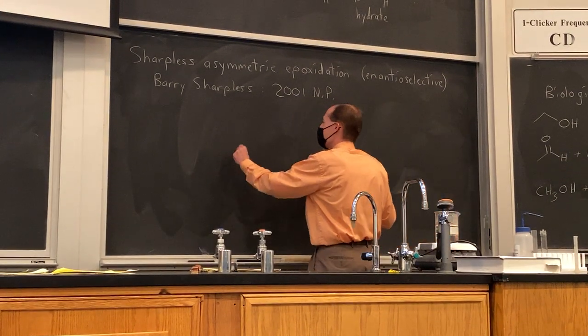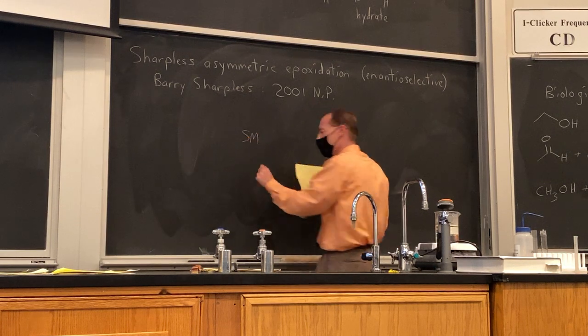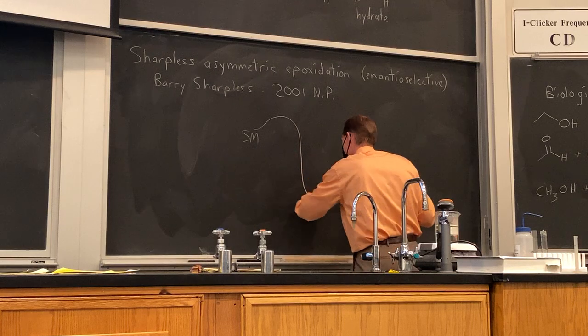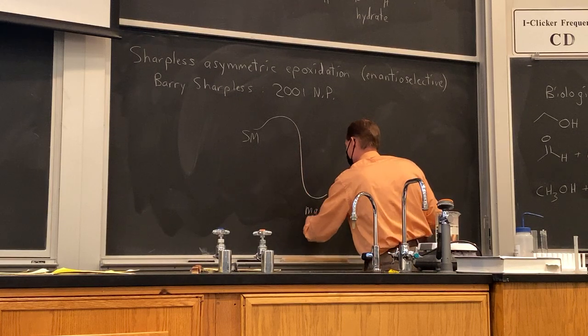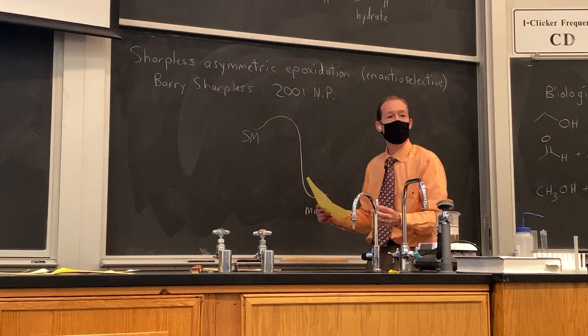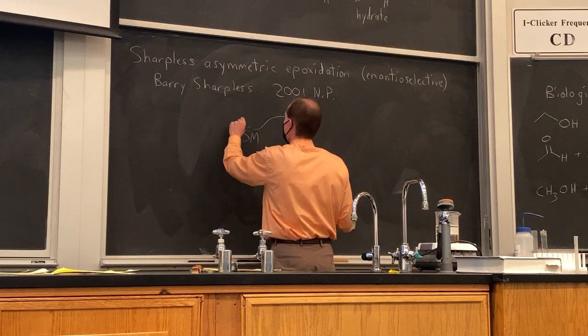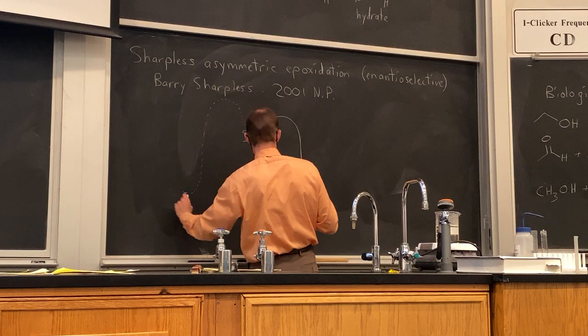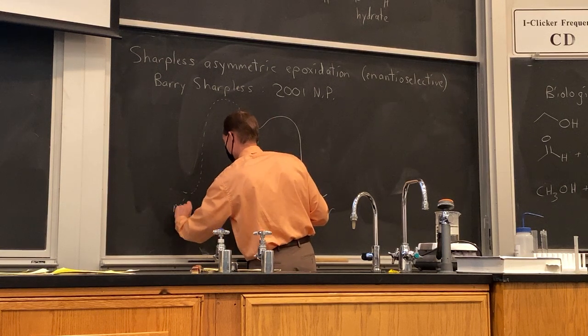So I'm going to draw an energy diagram for you. We'll have a starting material, and we'll have a pathway that leads to our major enantiomer. And then we're going to have another pathway that's going to lead to our minor enantiomer. Okay?